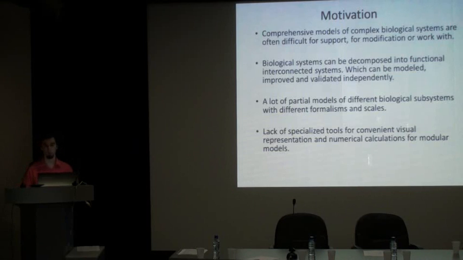Modeling of complex biological systems is not a trivial task because comprehensive models are often rather difficult to understand, support and work with further. However, biological systems can be decomposed into functional subsystems which can be modeled independently by different researchers. They can be further aggregated into one model. Models can be validated, improved independently, and replaced by more advanced models.